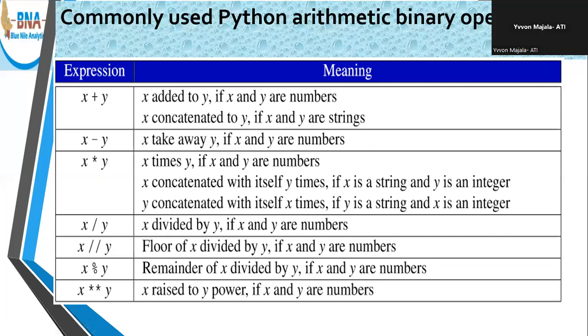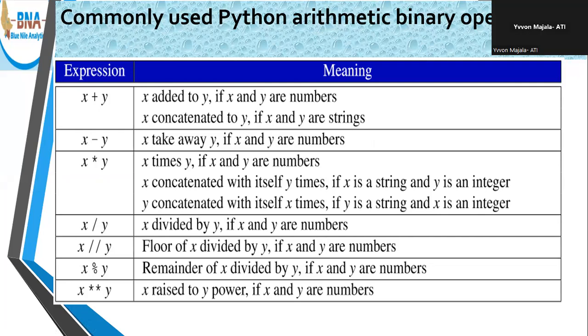These are examples of expressions: x plus y, x added to y if x and y are numbers. X plus y, x concatenated to y if x and y are strings. For example, if x is 6 and y is 10, that is adding. If x is "my" and y is "house", when you add them, you will get "my house".